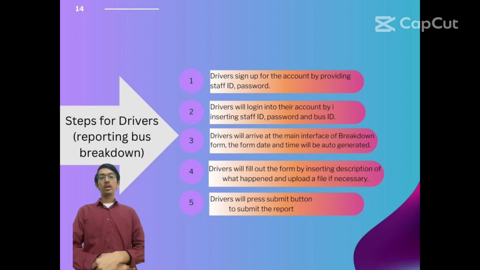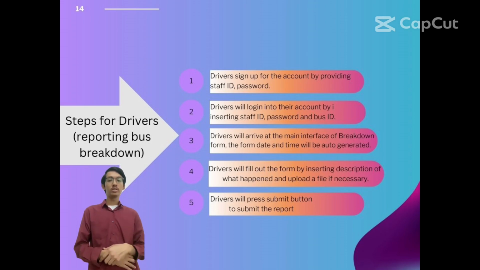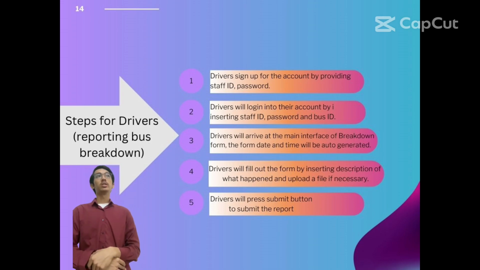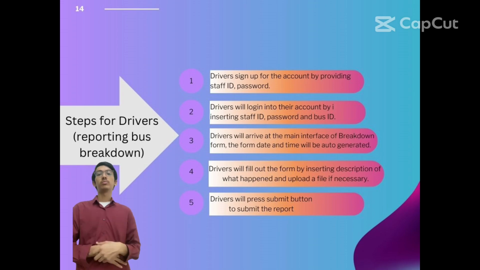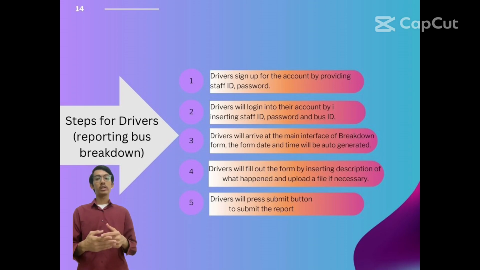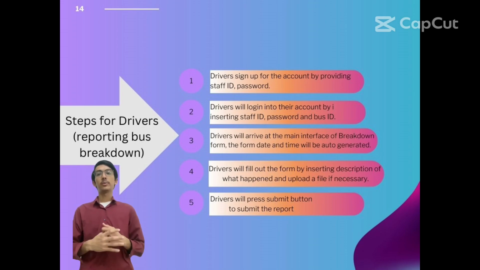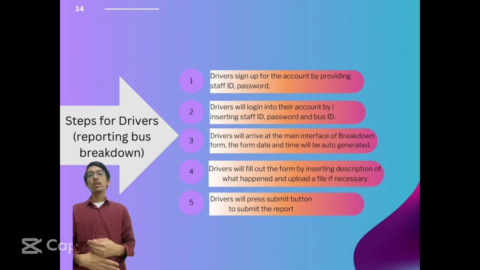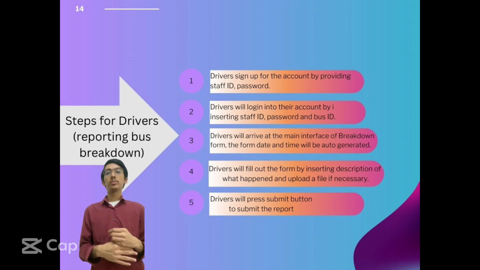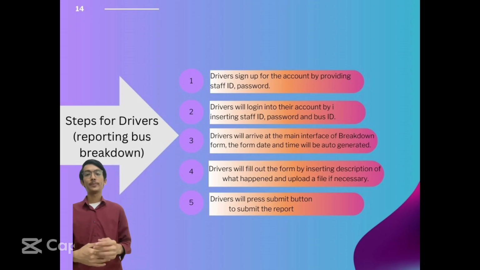Now for the reporting steps for the drivers. If the driver is a new user, they need to sign up with the staff ID and password, then log in, press login, then arrive at the main interface of the breakdown form. The date and time fields will be auto-generated. The driver fills out the form with a description of what happened and uploads a file if necessary. Then the driver presses the submit button to submit the report.